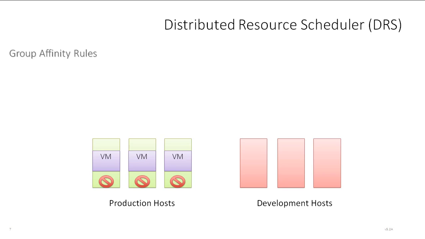I could create a preferential affinity rule that would have a similar effect. However, preferential affinity rules can be violated if a high availability event occurs. So what does that mean? Well, in that circumstance, if the three production hosts were to fail, high availability could actually restart these virtual machines on the development hosts.